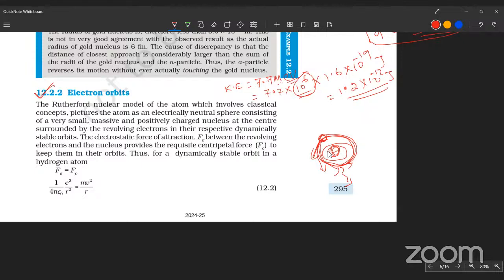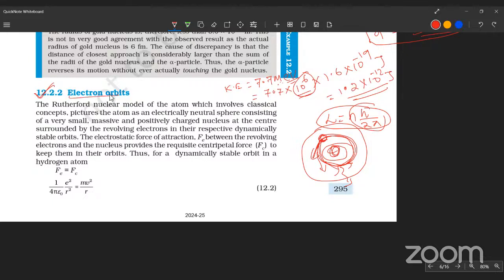You might also have read this in chemistry. Bohr came up with the idea that electrons revolve in stationary orbits at fixed distances, and this distance is decided by angular momentum: only those orbits are possible whose angular momentum is nh by 2 pi. This is Bohr's concept of discrete orbits, where h is Planck's constant.